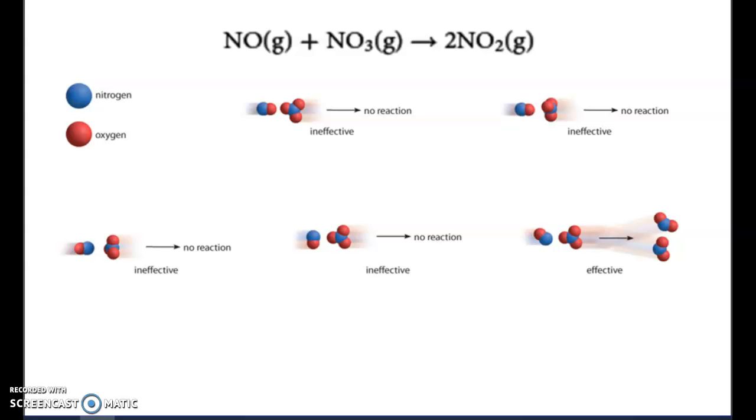This is just a little diagram to prove that point. Here we have nitrogen monoxide and nitrogen trioxide combining to make nitrogen dioxide. Here are our reactants. Here we have no reaction, and the molecules are twisting and turning in different ways. Here this molecule is twisted a little bit, still no reaction, no reaction, no reaction, until finally we have the correct positioning with the correct amount of energy, and we can have an effective, successful collision.